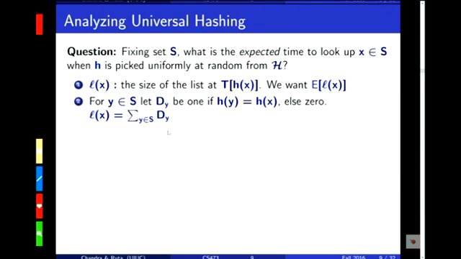So let's say L of x is the size of the list at the position t of h of x. So h of x is the position, the location of element x once we fix h. And look at how many elements get mapped to the same position. Okay, that is L of x, once we fix h. So L of x is a random variable in that sense, right? So we want to compute the expectation of this random variable.